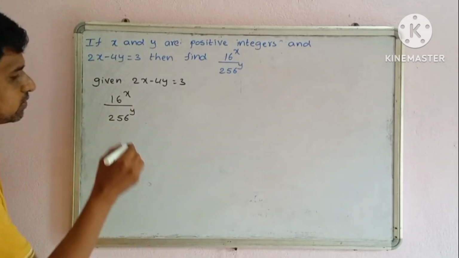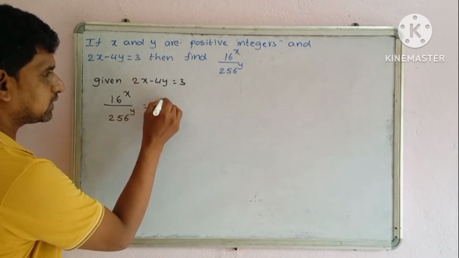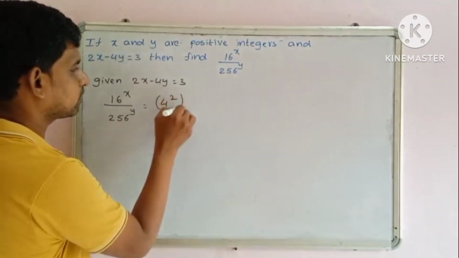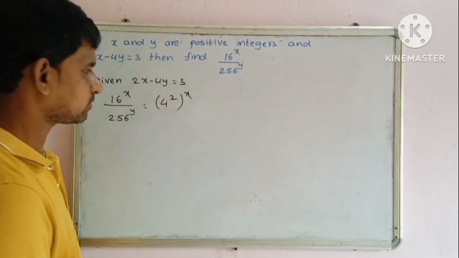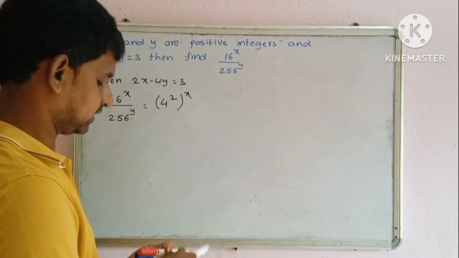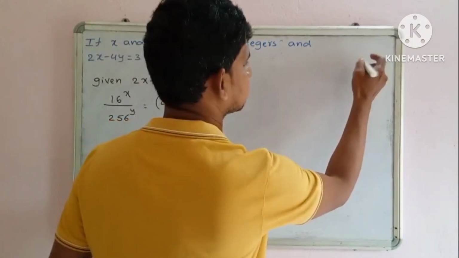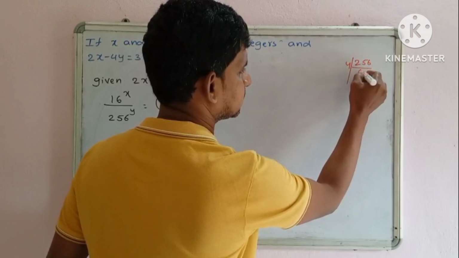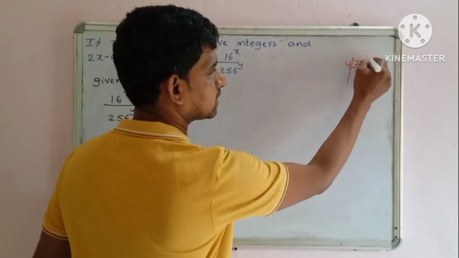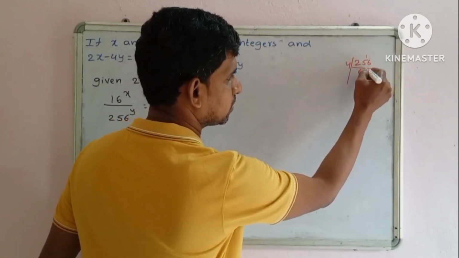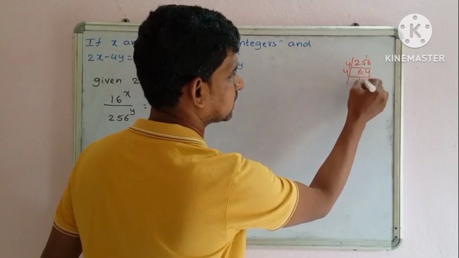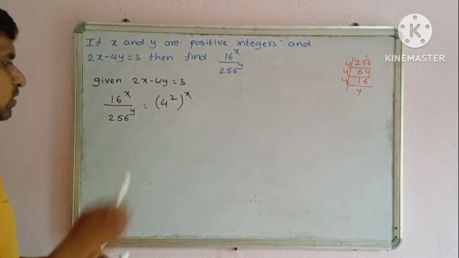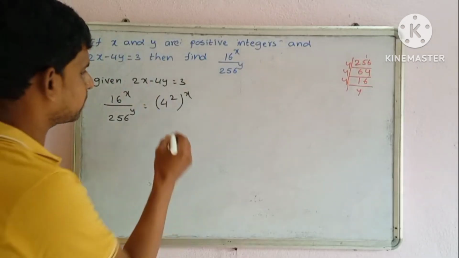Okay, observe that we know that 16 can be written as 4 square power x. Okay, next 256. 4 6 are 24, 1 balance, 1 6 16, 4 4 are 16. Again 4 16 times, 4 times. So 256 can be written as 4 power 4.